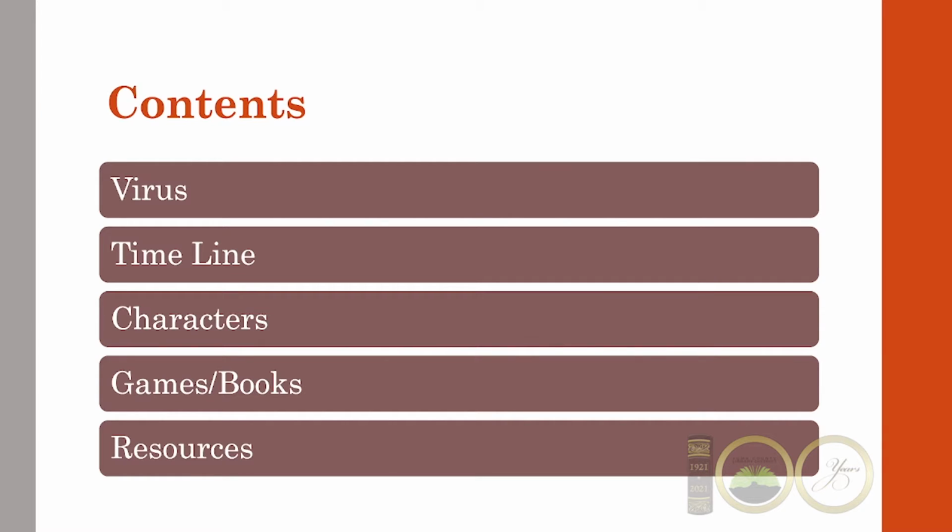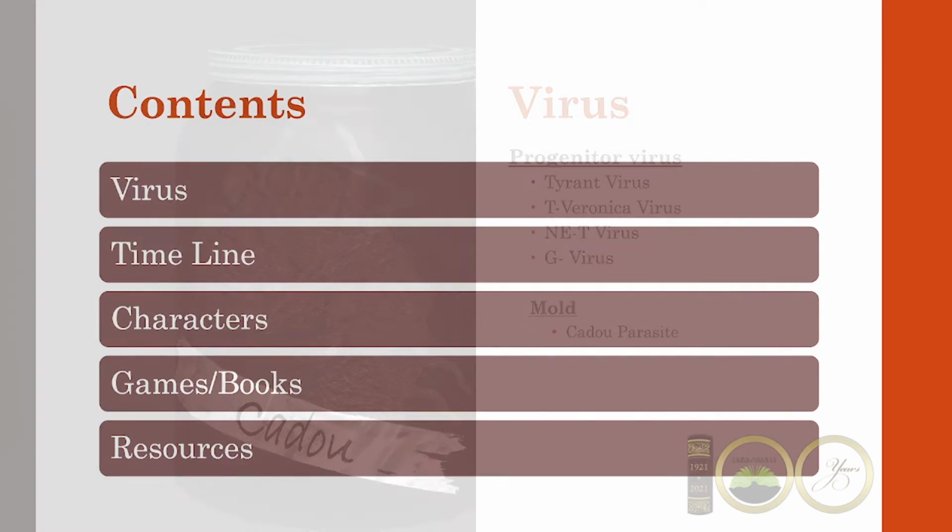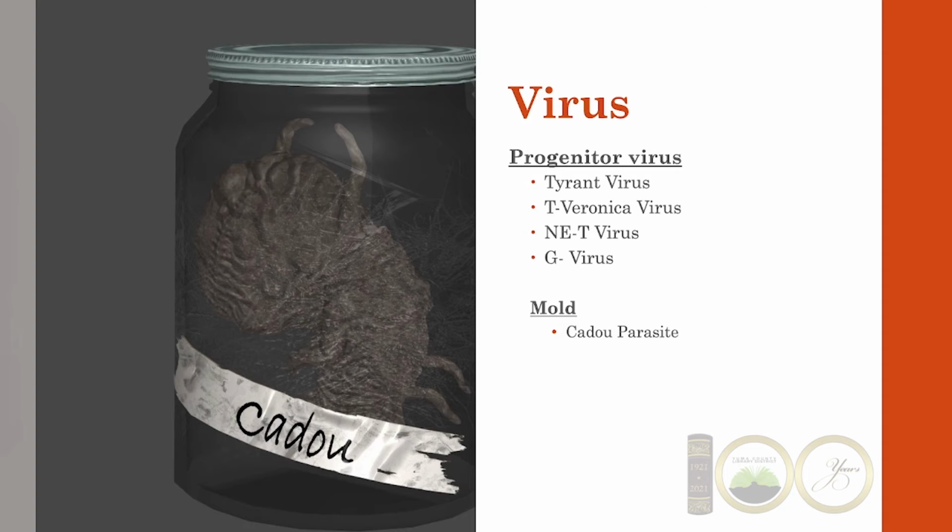But I am going to go over Resident Evil Village because that's the latest in the franchise. We're going to be going over the virus and how it originally started, the timeline, and the characters in Resident Evil Village that they're going to be using, and a bit of the plot of the game. Then the other games and books listed from the timeline, and resources where you can look for some of the books that we have here, in case you want to pursue it even further. So let's get started. First things first is the virus.